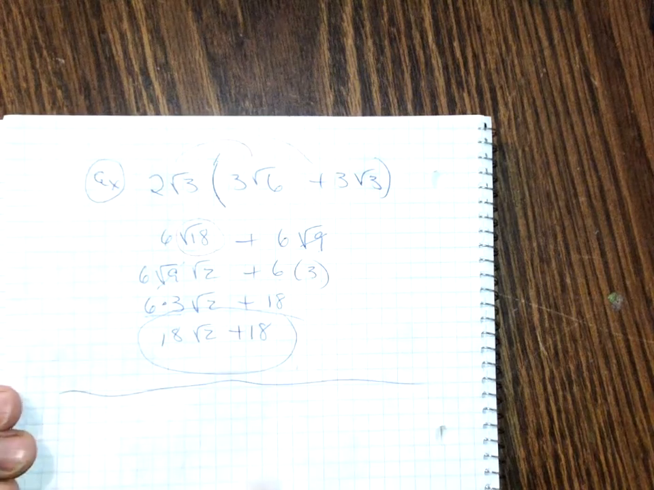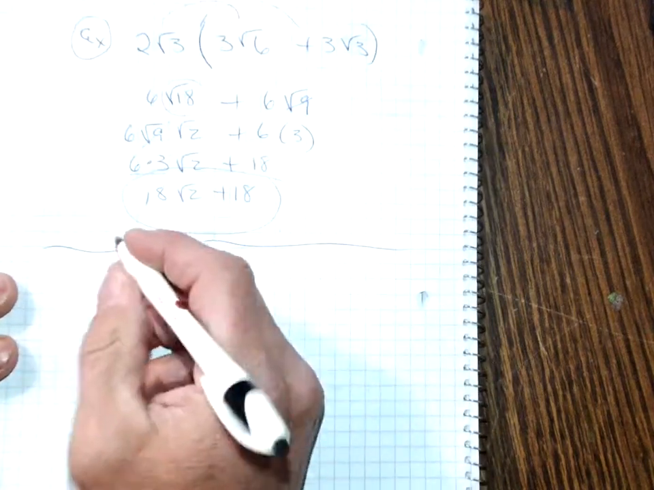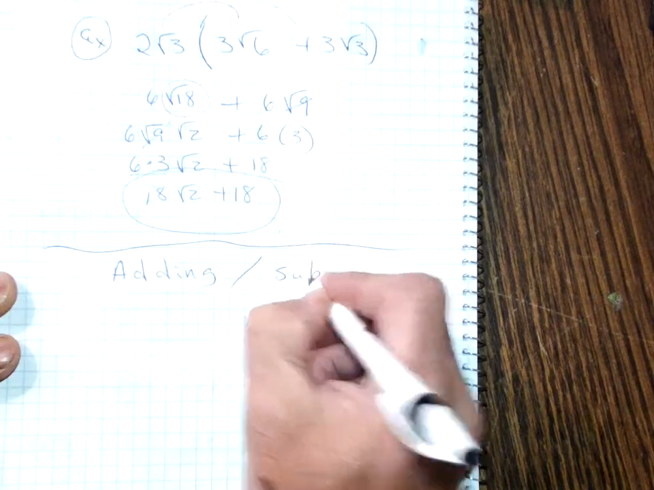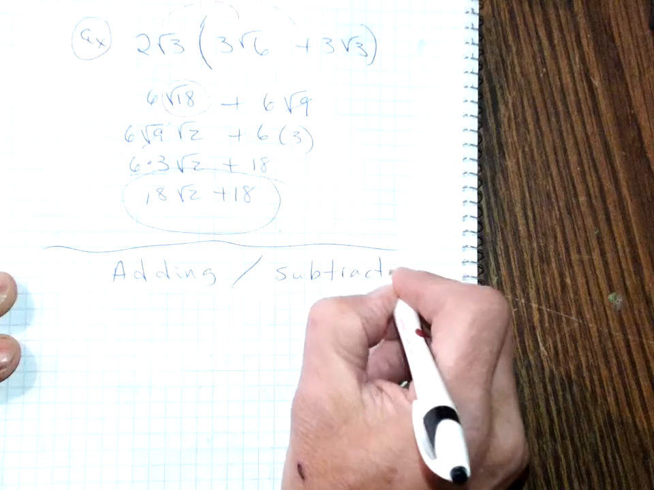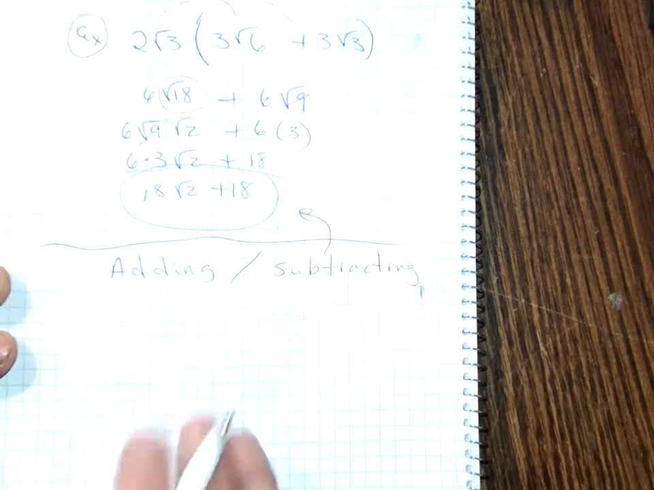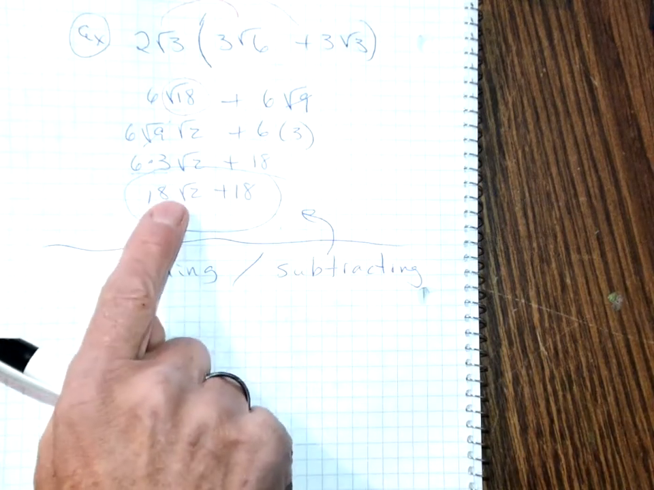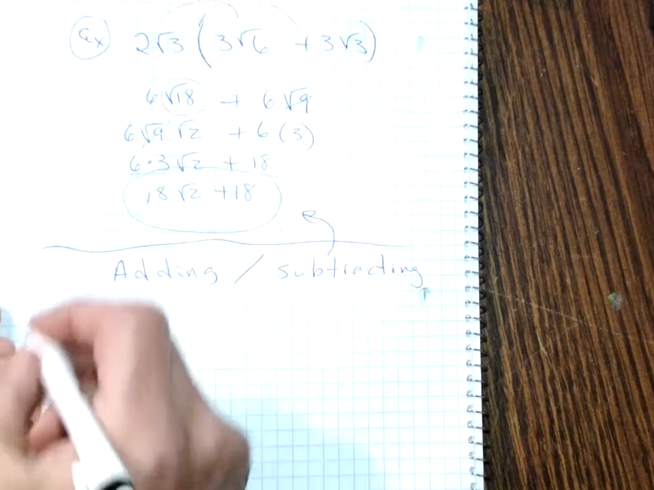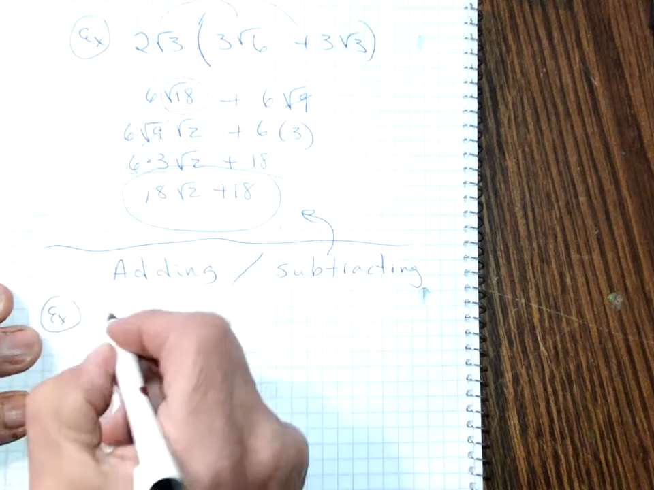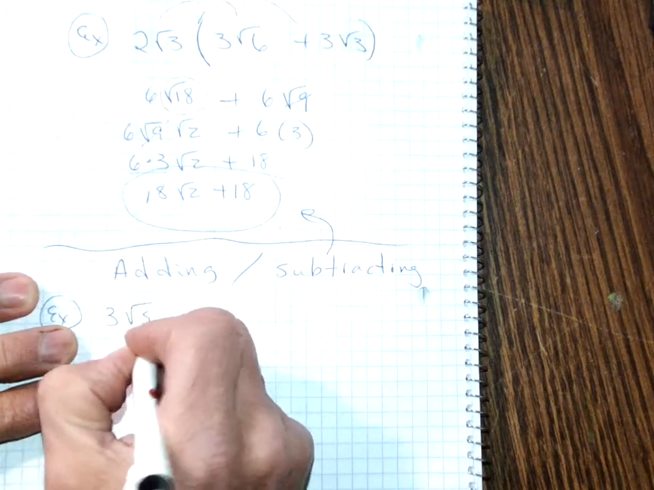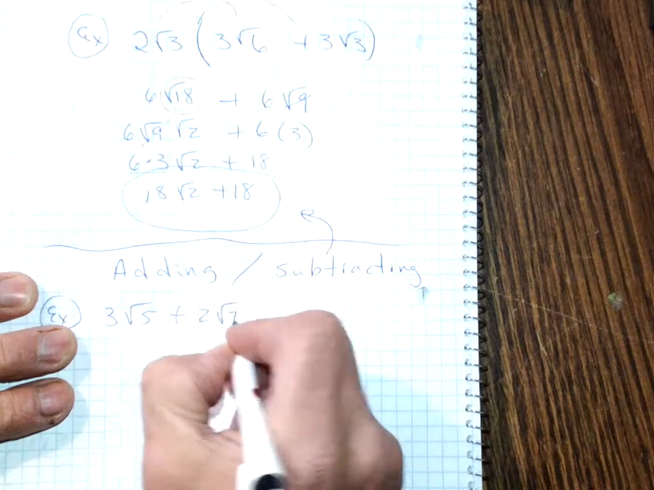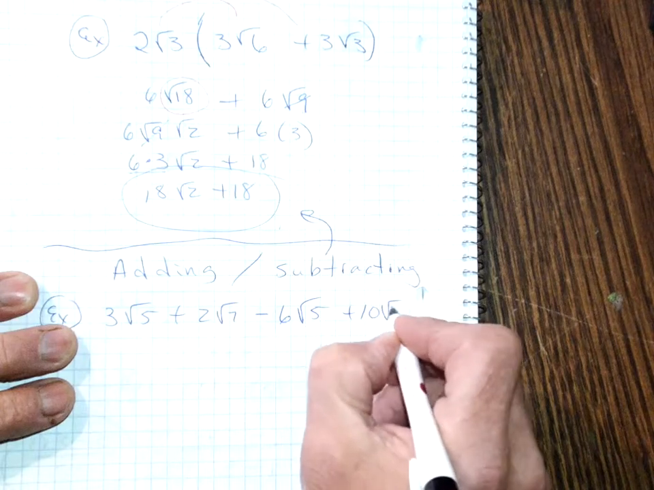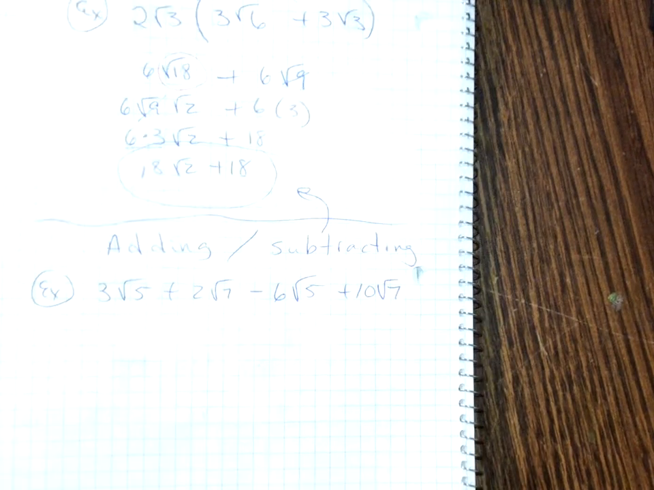Okay, now let's talk about adding or subtracting, and we'll be done. Let's go back up here and look at this one. I did not add these two because they were different. So if they're the same, we can. Okay, so my first example would be something like this. Let's go 3 square roots of 5 plus a 2 square roots of 7 minus a 6 square roots of 5 plus 10 square roots of 7. Okay, so let's see what we got. Go ahead and write that down.